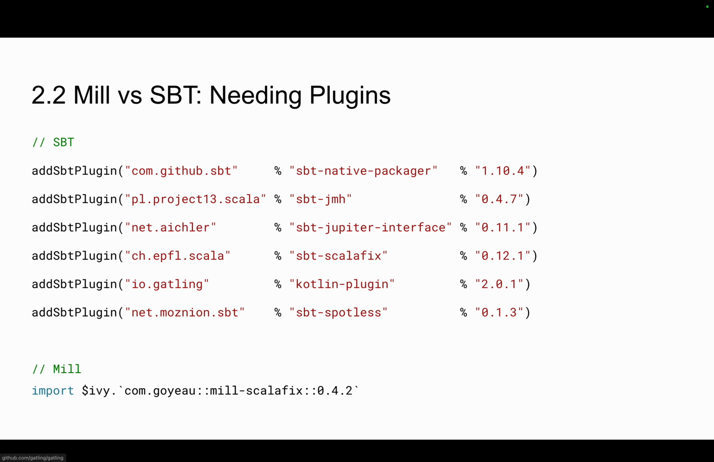So going back to the Gatling code base, which is what we use for comparison, Gatling requires 6 plugins to do assemblies, JMH benchmarking, JUnit 5 testing, Scalafix, Kotlin, and Spotless auto formatting. And Mill also has plugins, but in this case, Mill only requires an external plugin for Scalafix. Assemblies are built in, as we saw earlier. JMH, JUnit 5, Kotlin, and auto formatting in all the different JVM languages is all just built into Mill. And it's not terribly complicated.